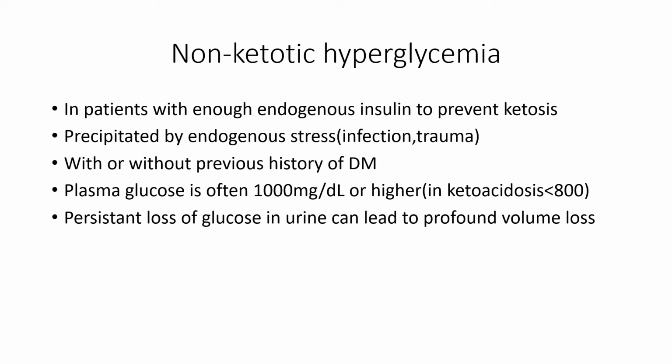Non-ketotic hyperglycemia occurs in patients with enough endogenous insulin to prevent ketosis, precipitated by endogenous stress such as infection and trauma. It may occur with or without a previous history of diabetes mellitus. Here, plasma glucose is often 1000 mg per deciliter or higher, in contrast to diabetic ketoacidosis, which is usually below 800 mg per deciliter. Persistent loss of glucose in urine can lead to profound volume loss.